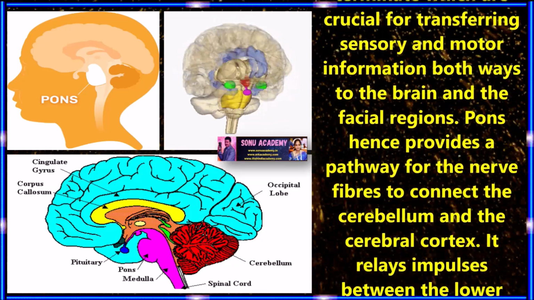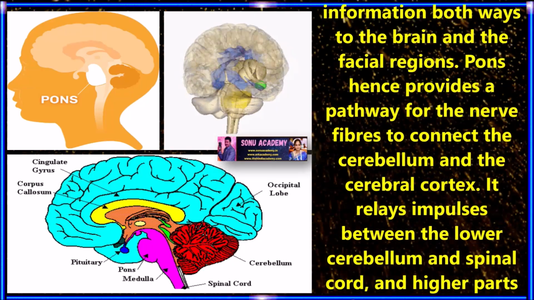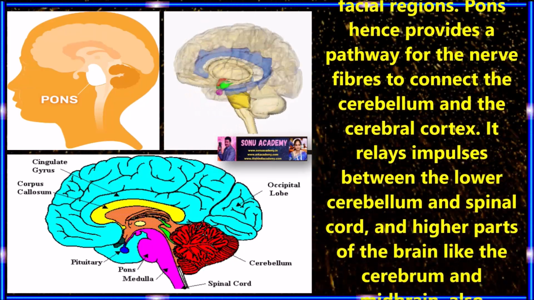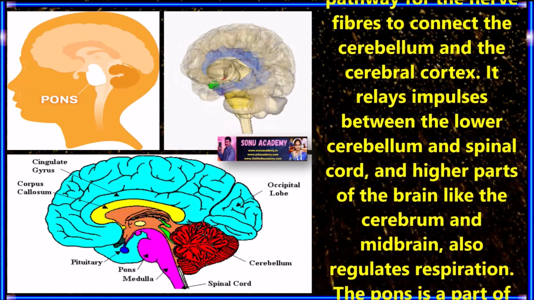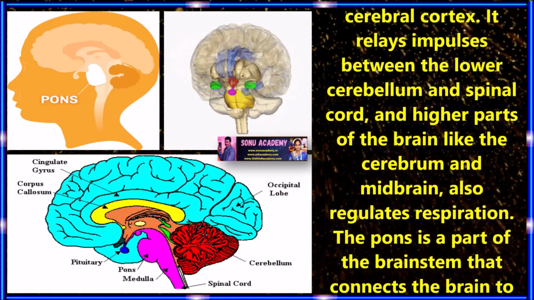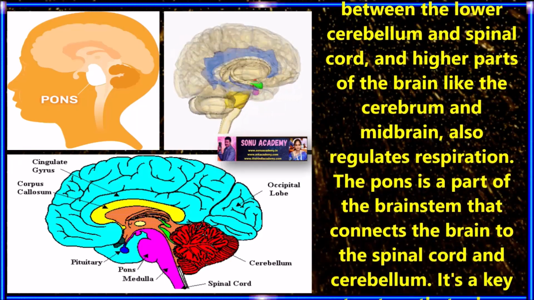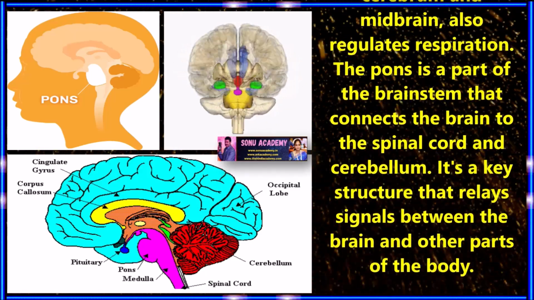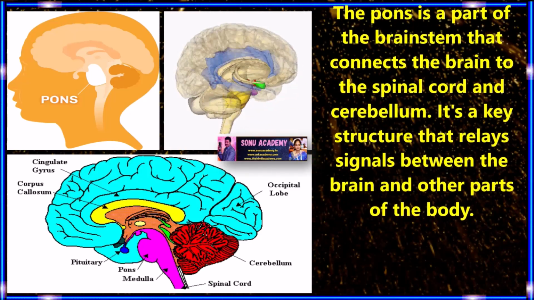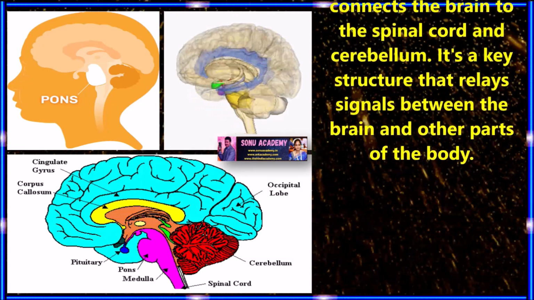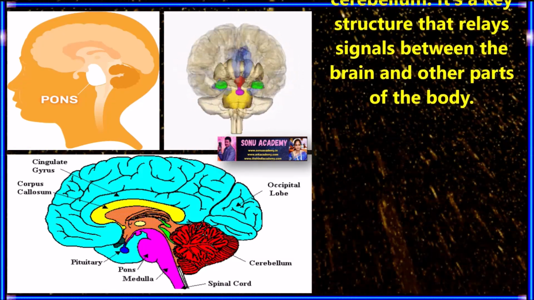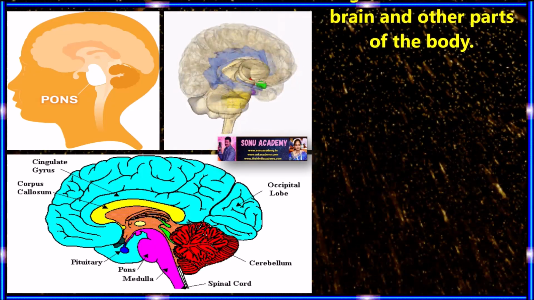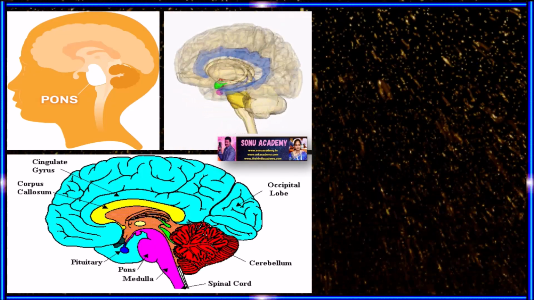The pons hence provides a pathway for the nerve fibers to connect the cerebellum and the cerebral cortex. It relays impulses between the lower cerebellum and spinal cord and higher parts of the brain like the cerebrum and midbrain, and also regulates respiration. The pons is a part of the brainstem that connects the brain to the spinal cord and cerebellum. It is the key structure that relays signals between the brain and the other parts of the body.